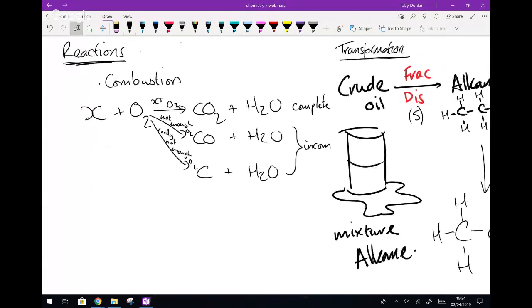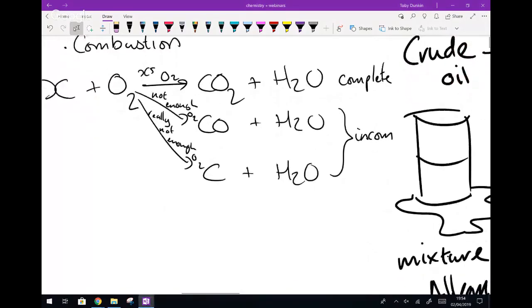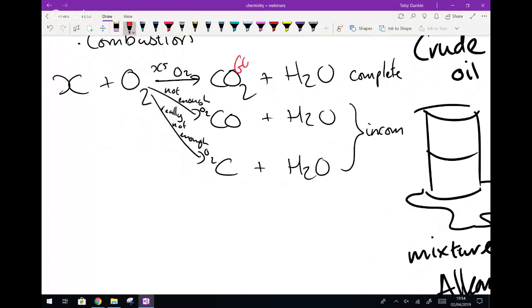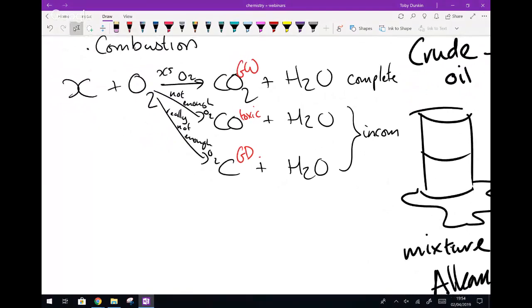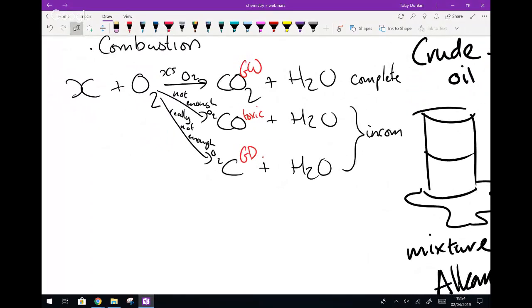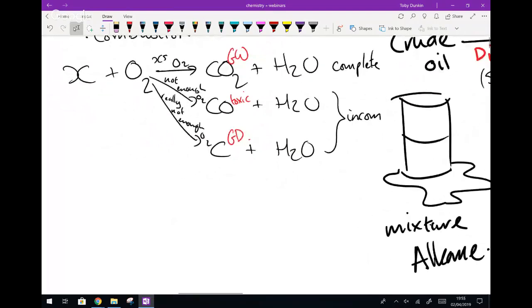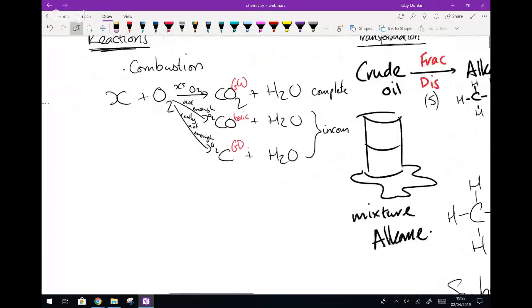Carbon dioxide is global warming. Carbon monoxide is toxic, binds permanently to hemoglobin, so you can't carry oxygen, and carbon particulates cause global dimming. The particles get in the dust, the black dust that is carbon solid gets into the atmosphere and blocks the sun. Balance as required. So combustions are relatively straightforward.